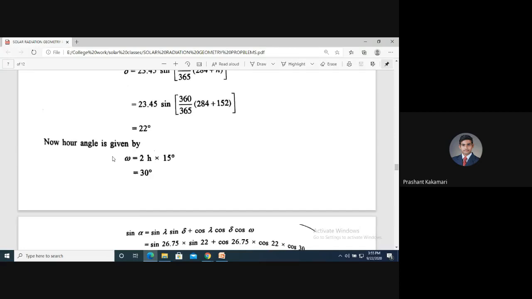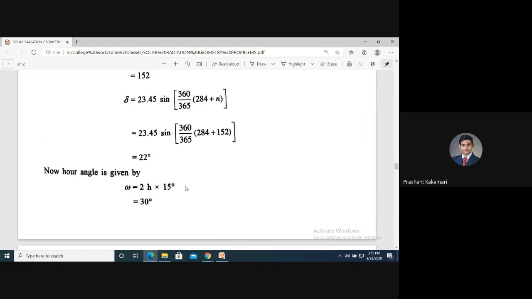Then next is the hour angle. So hour angle they have told after 2 hours. So for each hour we know 15 degrees. For 2 hours, what may be the hour angle? It will be 2 into 15.